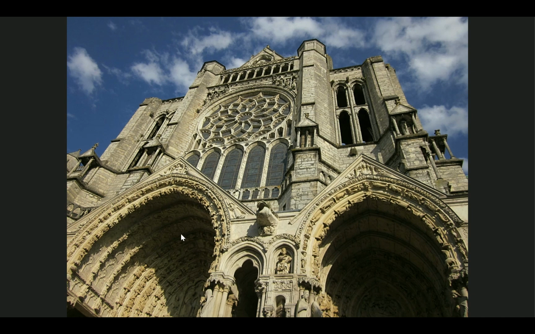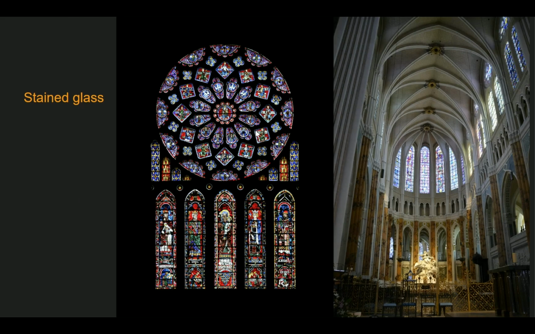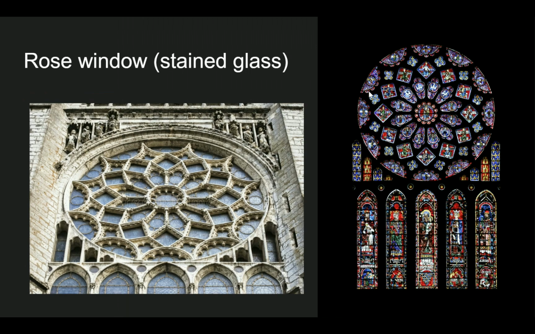And here's the exterior. As you can see, these portals are just so ornate and elaborate. And another key element of the Gothic cathedrals are these rose windows. So we're looking at the stained glass within here and looking at the rose window. Right here, here's the interior.